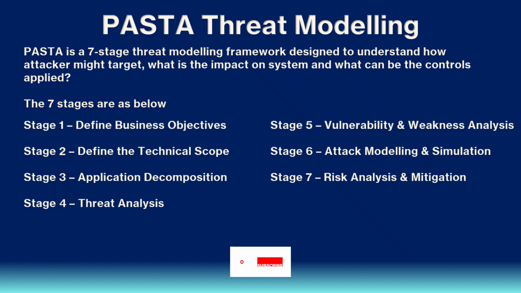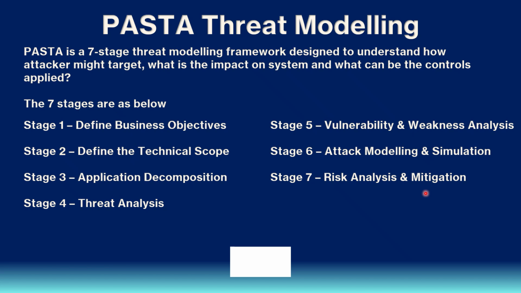7 stages of PASTA threat modeling. So we'll start with stage one. Stage one is define business objective. Second is to define the technical scope. Third is application decomposition. Fourth is threat analysis. Fifth is vulnerability and weakness analysis. Sixth is attack modeling and simulation. And seventh is risk analysis and mitigation.